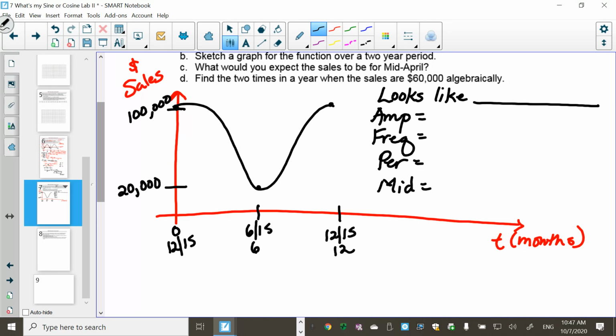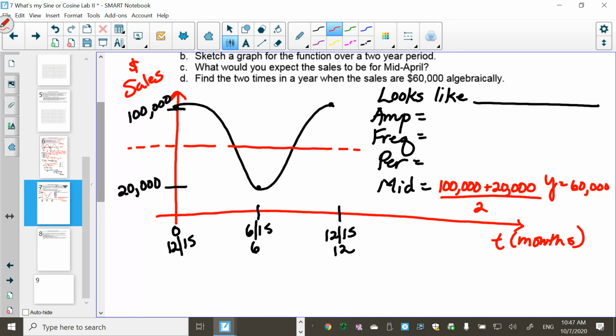Okay, so I start with midline. Always high plus low, so I have 100,000 plus 20,000 divided by 2, so that's going to be y equals 60,000 is my midline. You know what I always do is come up and make sure I did that right, so I kind of put that right in here. y equals 60,000.